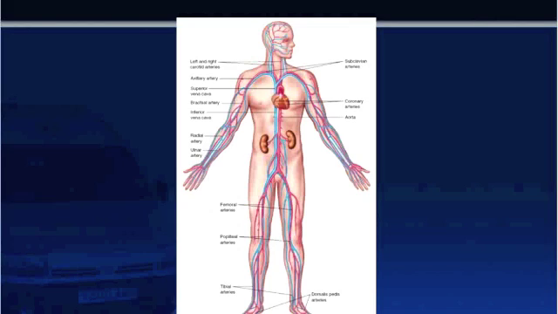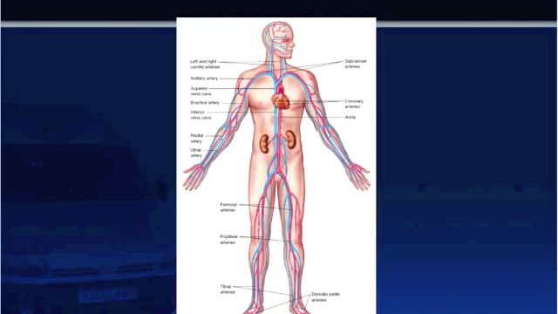Because the heart must have a constant supply of blood, it supplies itself with oxygenated blood through the coronary arteries. Coronary arteries are the first blood vessel branches off the aorta. When the heart relaxes, the coronary arteries fill with blood and supply the heart muscle with the oxygen it needs.